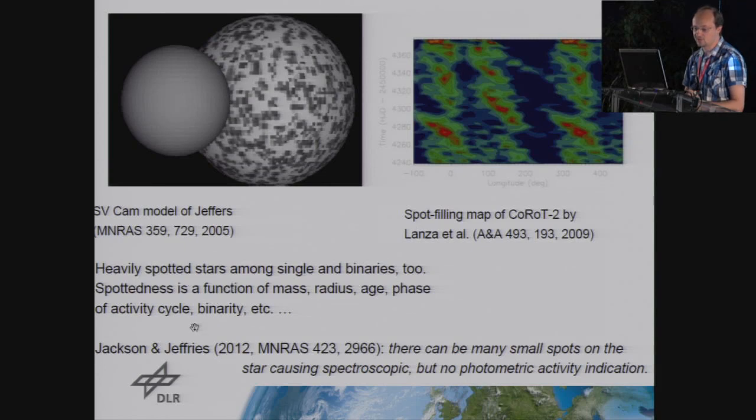And a recent study, Jackson and Jeffries, stated that there can be many small spots, hundreds of spots on the star, which will cause spectroscopic activity indications. So, for example, the calcium H and K lines can be seen in the spectra, but there is no photometric activity, because when a small spot disappears on one edge of the star, another one will come from the other edge, and practically the spotted area does not change.